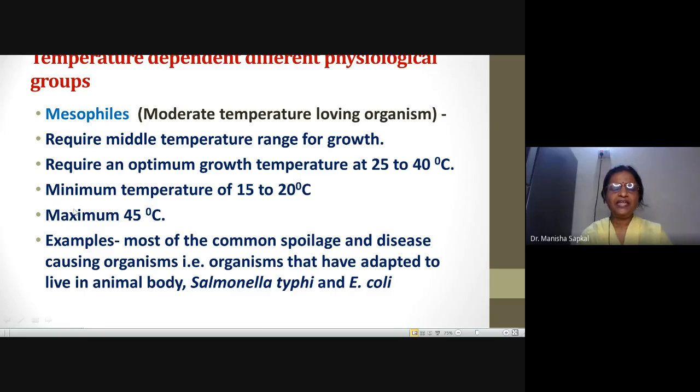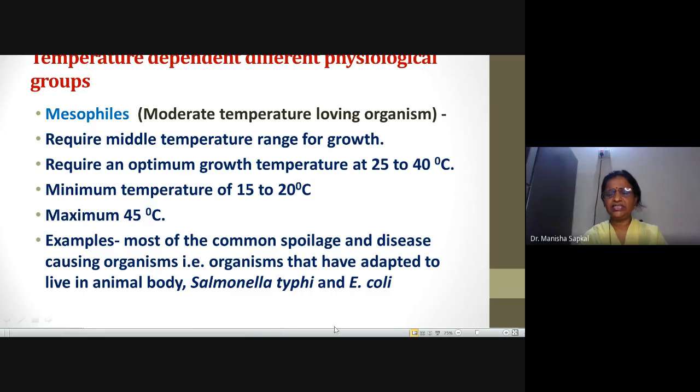There is the optimum. Their minimum temperature is 15 to 20 and their maximum is 45. So their temperature range starts from 15, that is their minimum. Their optimum is 25 and their maximum is 45. So these mesophiles can grow between 15 to 45 degrees Celsius. And examples are most of the common spoilage causing organisms as well as our pathogens, that is disease causing organisms, which come under the group called mesophiles. They all require the middle range, that is 15 to 45. It may extend up to 60 or 65 degrees Celsius, beyond which they cannot grow.